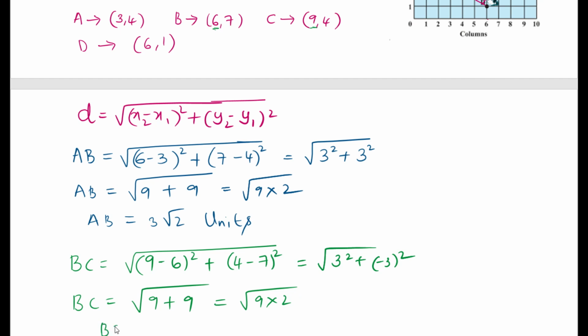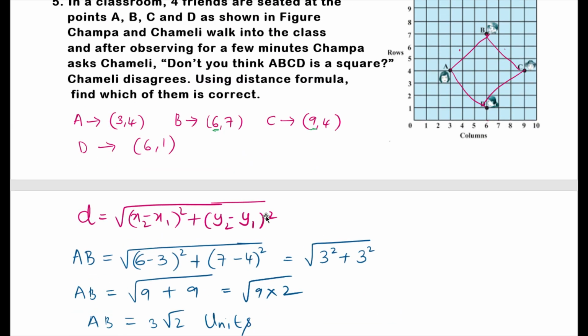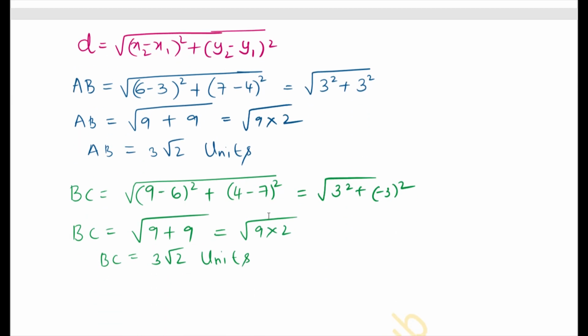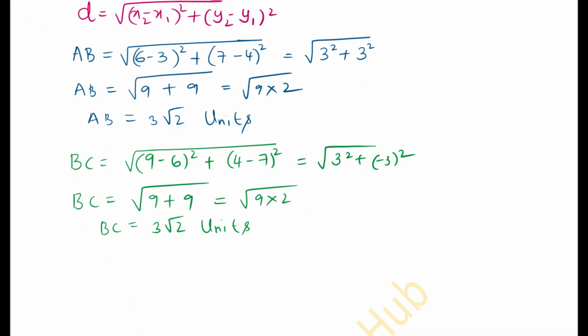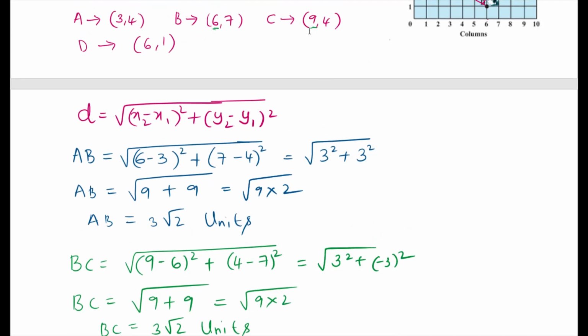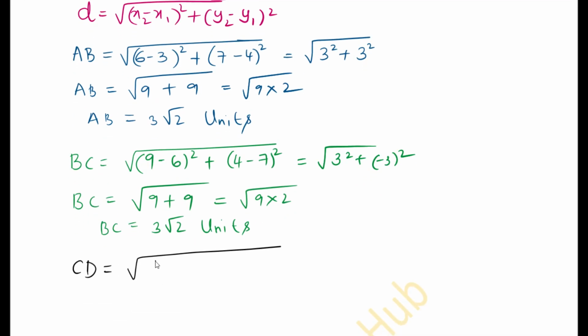Therefore the length BC equals, what is square root of 9? 3, root 2 as it is. We got BC as 3 root 2 units. In the same way, find out CD. CD equals square root of x2 minus x1 will be 6 minus 9. x2 minus x1 is 6 minus 9.